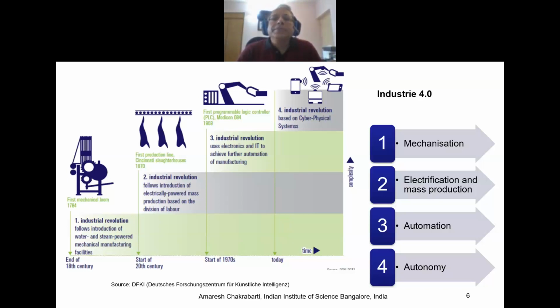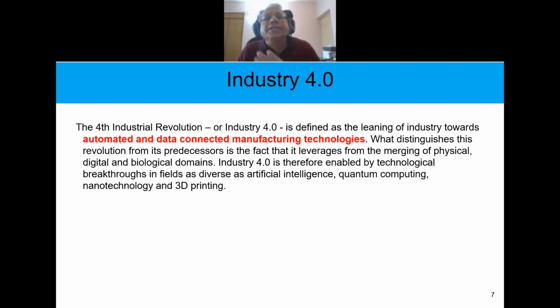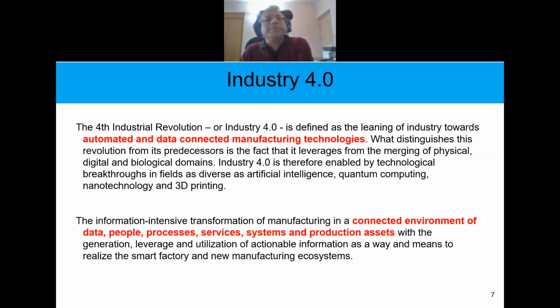One is dreaming up a situation where all the elements in an organization, including for the case of manufacturing a factory, are connected to each other, and therefore autonomously they can decide the state of the system and what can be done to make it improved. So if you look at the essential elements of Industry 4.0, and I'll skip the definitions and so on, essentially automated and data connected manufacturing technologies, where services, data, process, systems, and production assets are all connected with each other, and they can take decisions together.